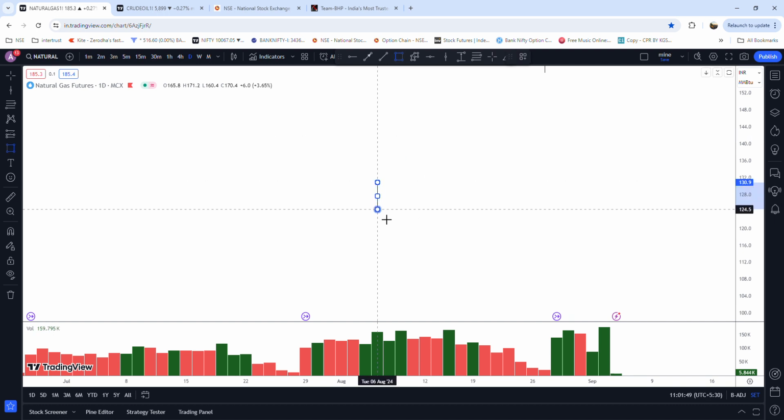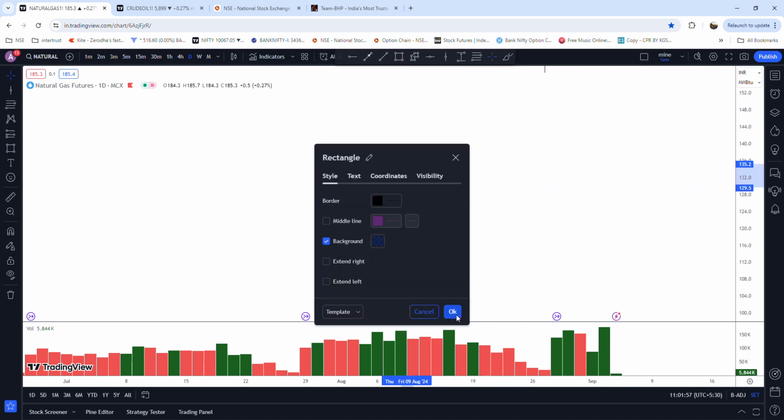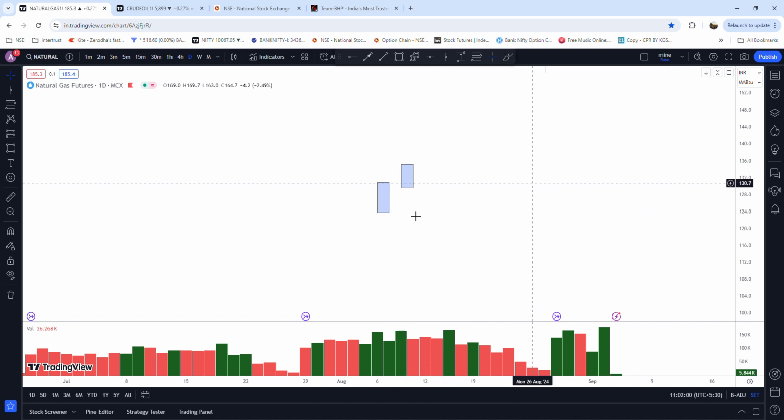Now let's imagine this is one candle, and the very next candle forms here. You can clearly see this is the high of this candle, this is the low of this candle. Likewise, this is the high of the second candle, this is the low of the second candle. The second candle has made a higher high, and a higher low, since its low compared to the previous candle's low is higher.